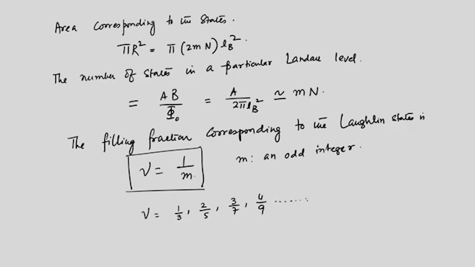Any digression from this, suppose you want a fraction which is improper or has an even denominator, such as 1 over 6 or others that are seen, cannot of course be explained by this simple wave function, the Laughlin states that we have written down.